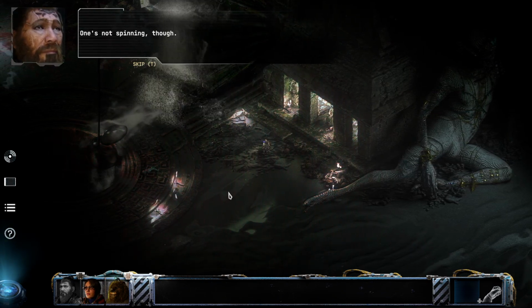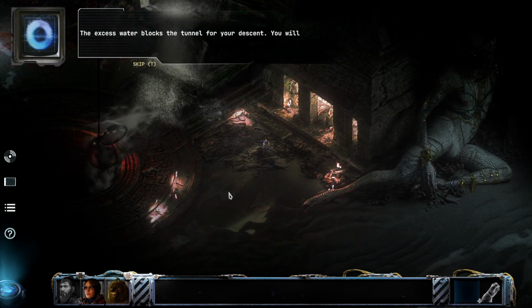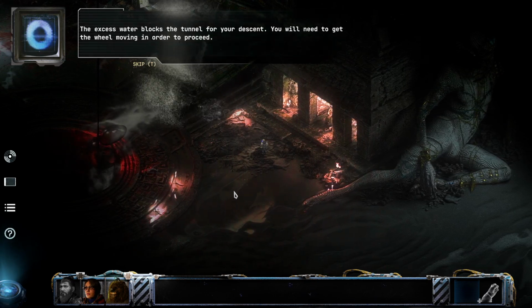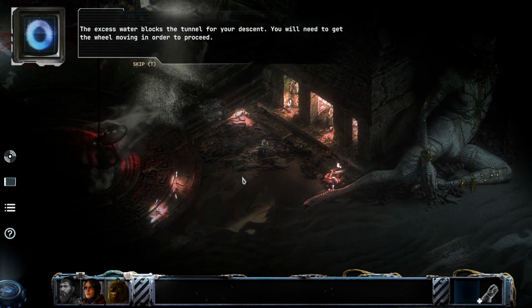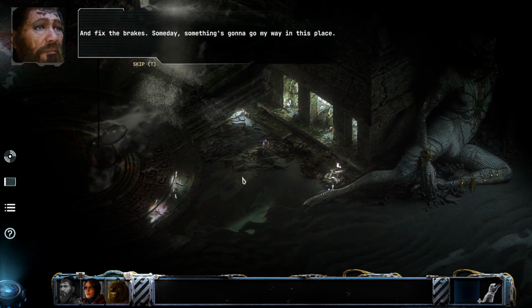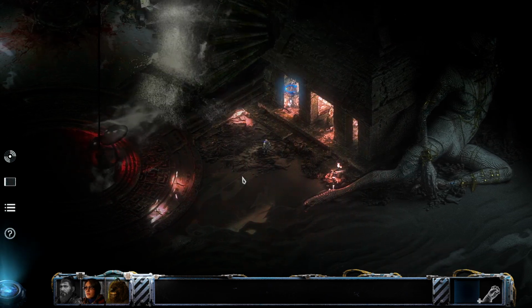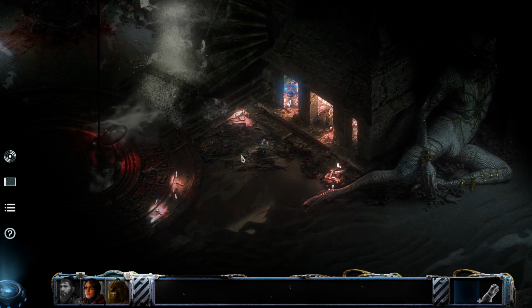One's not spinning, though. The source of your problem. The excess water blocks the tunnel for your descent. You will need to get the wheel moving in order to proceed. And fix the brakes. Someday something's gonna go my way in this place. I would not count on it. Also, let's not talk about being down here for days, shall we?